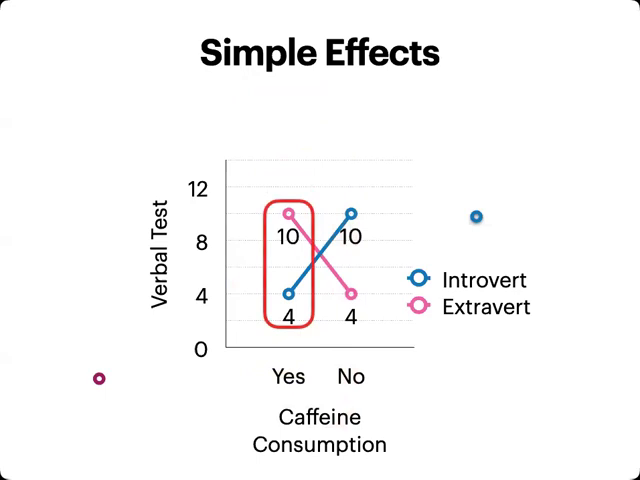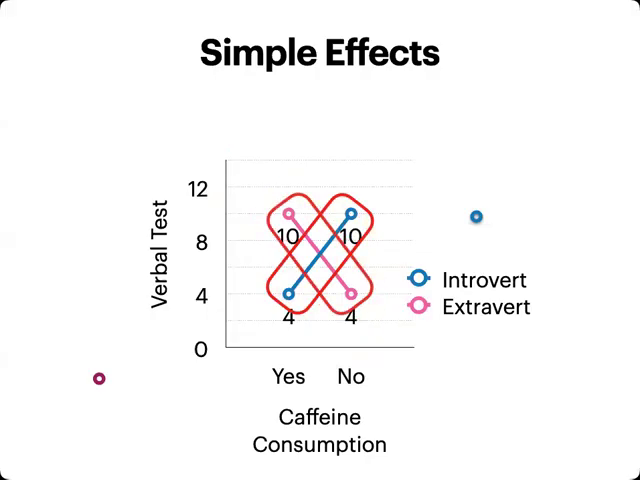So first, we calculate the average between 10 and 4, which is 7. Next, we calculate the average between 10 and 4, which is also 7. Because there is no difference between these two averages, there is no main effect of caffeine consumption. We also calculate the average of these data points, which is 7, and perform the same calculation with this pair, which yields 7. Because there is no difference between these two averages, we conclude that there is no main effect of personality.